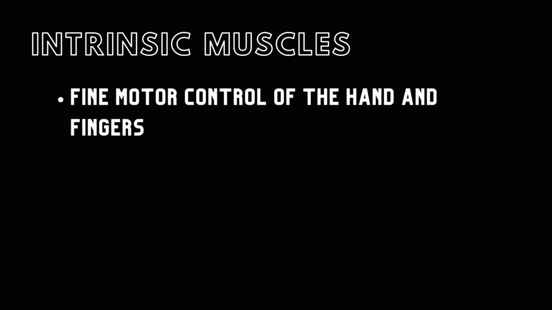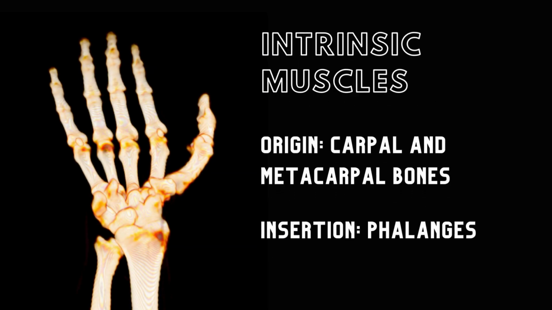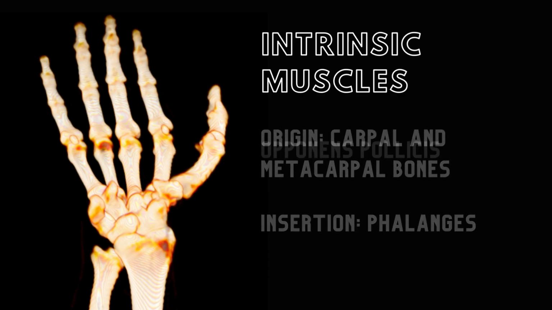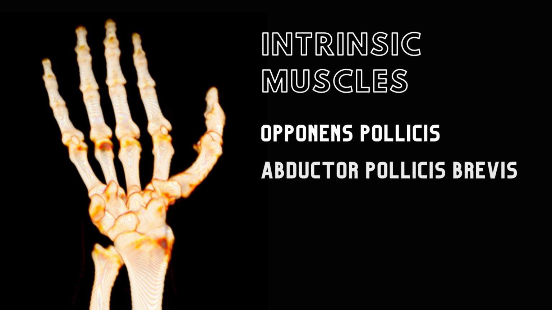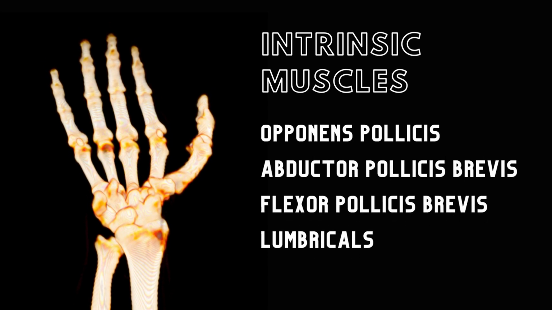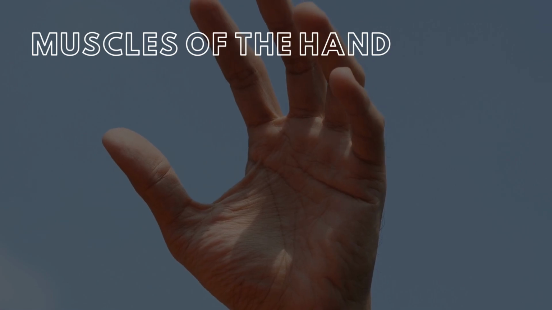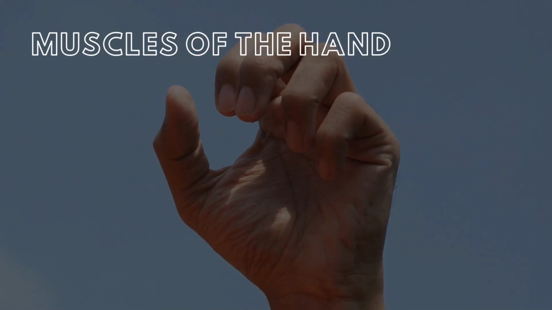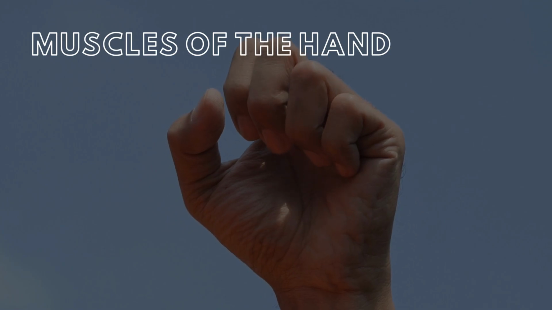The intrinsic muscles of the hand are responsible for fine motor control of the hand and fingers. They originate on the carpal and metacarpal bones and insert on the phalanges of the hand. The opponens pollicis, abductor pollicis brevis, flexor pollicis brevis, and lumbrical muscles are all intrinsic muscles that are innervated by the median nerve.